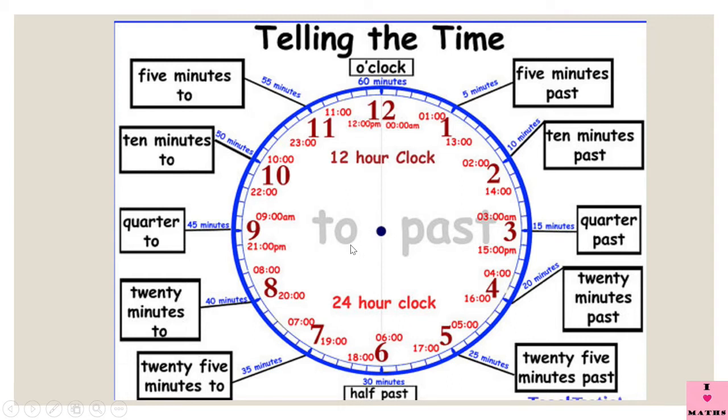If we draw two lines, one starting from 12 to 6 and another one starting from 9 to 3, children, our clock will be divided into four equal parts, and these four parts will be called quarter. Quarter is 1/4 of a thing. So this will be first quarter. Okay, let me show you with the help of my cursor. This will be 1/4.